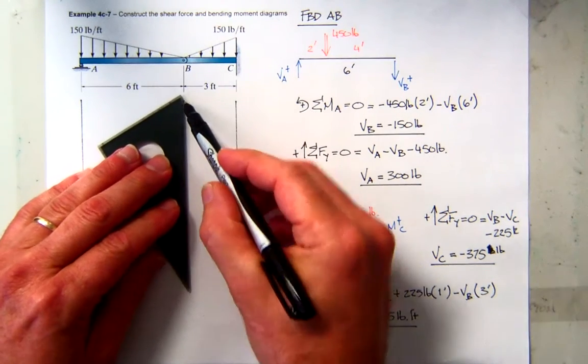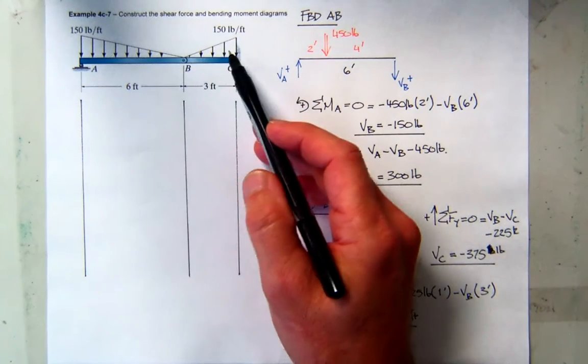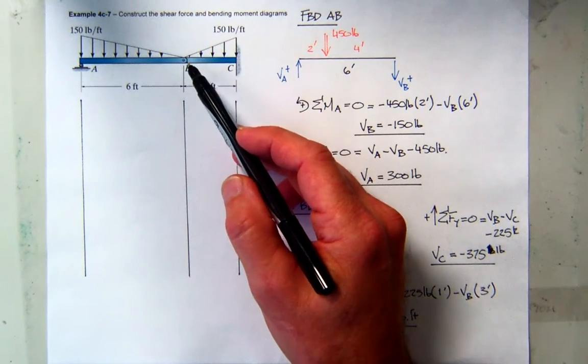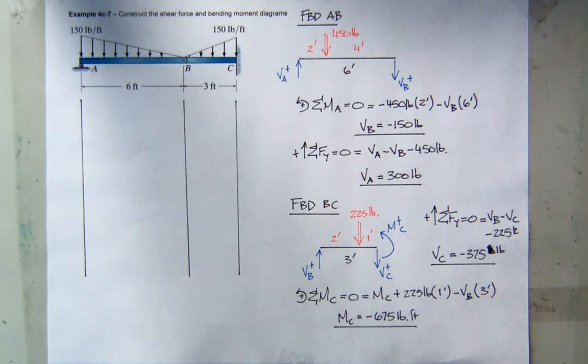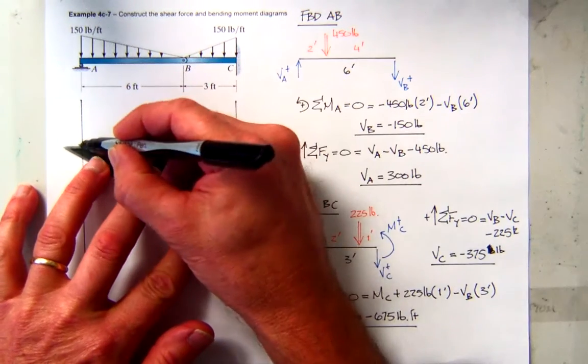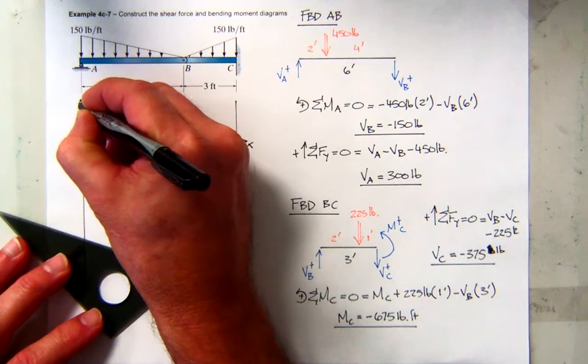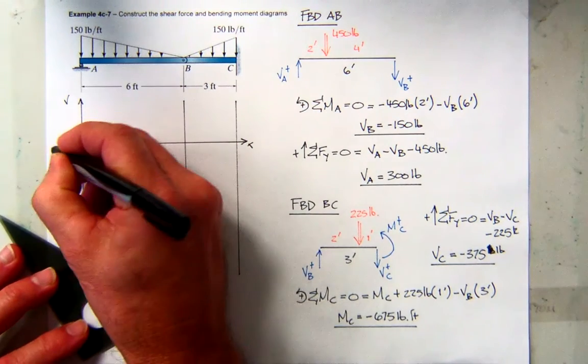Here's another spot that's important, B. Why? Something's going to happen there. Not only is our load changing, but we know something's going to happen. What's going to happen there? What's the moment going to be at B? Zero. So let's draw a template that indicates the positive direction and the positive value for shear. And what are our units?